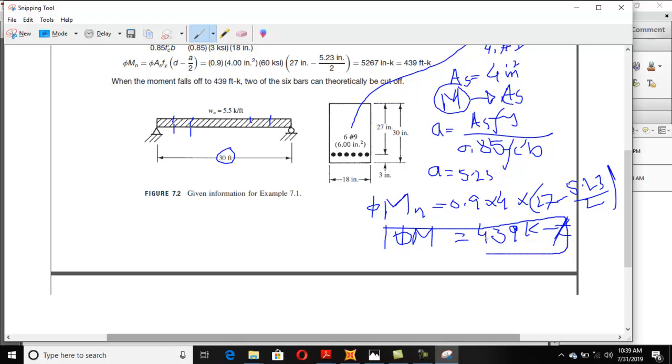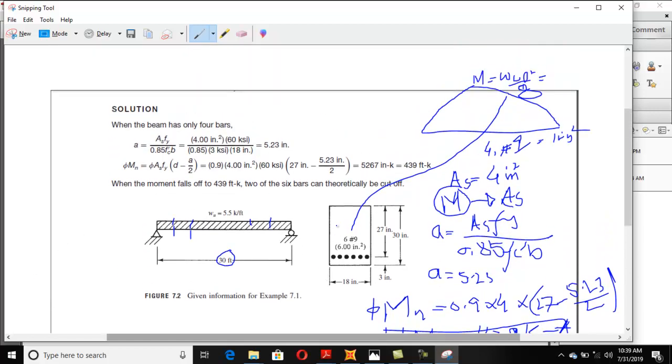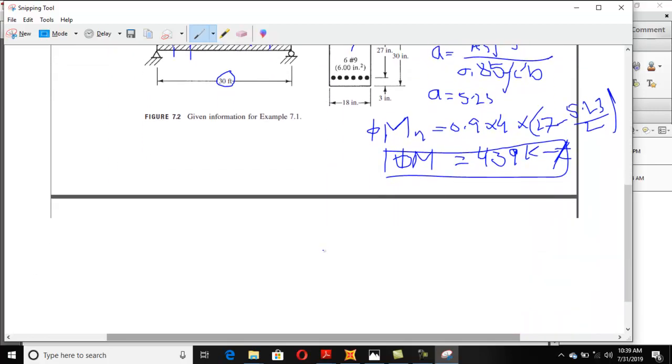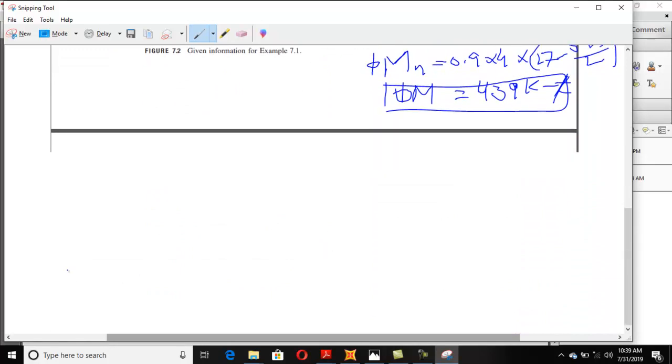Okay, this point will give you cut up point 1. We draw this point on the bending moment diagram. Okay, let's say this is the moment diagram. Clear? Let's say this is the maximum moment, which is for 6 bars. This is the moment diagram, and this level is 439.